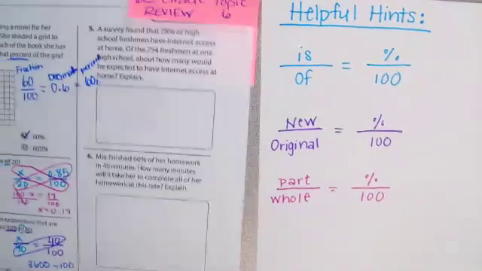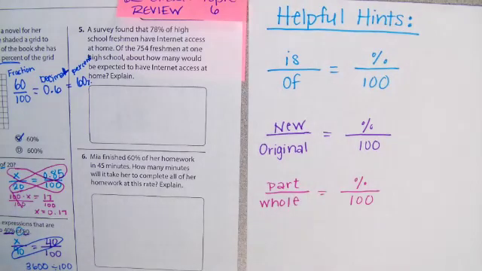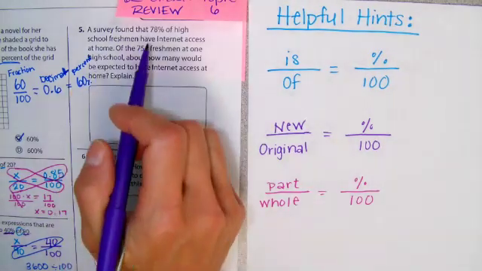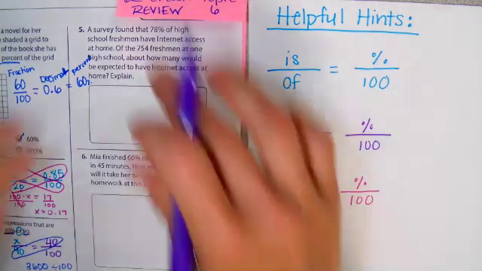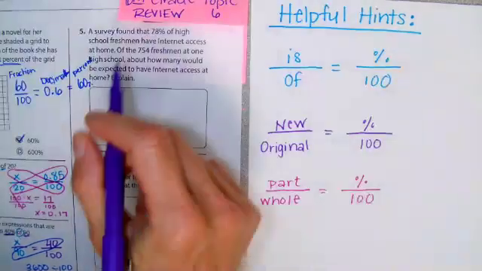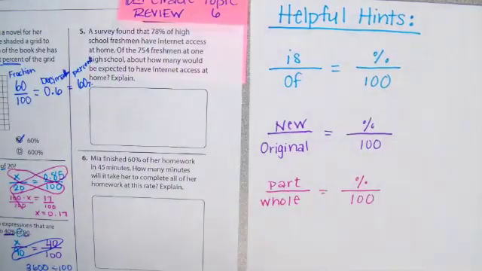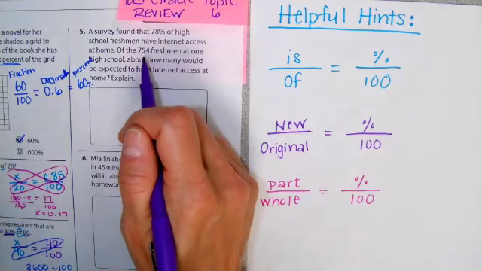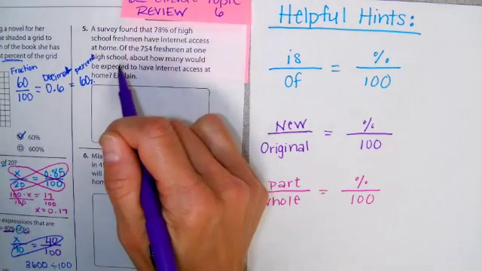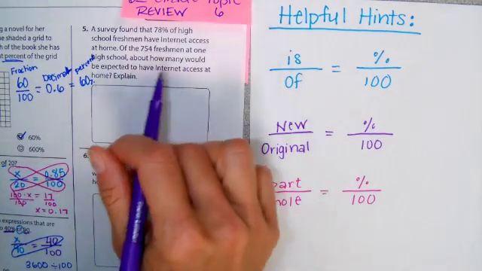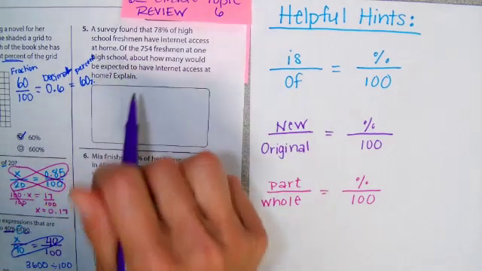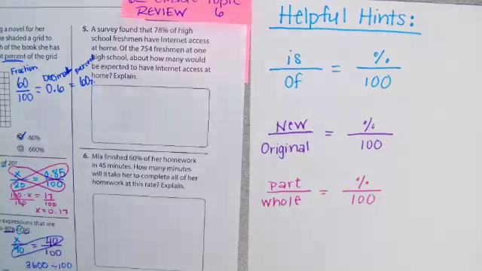All right, here we go. Helpful hints still up. Number 5. A survey found that 78%, oh, we're working with percents again, surprise, of high school freshmen have internet access at home. Of the 754 freshmen at one high school, about how many would be expected to have internet access at home? Explain.